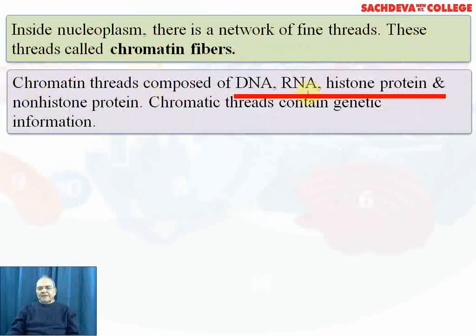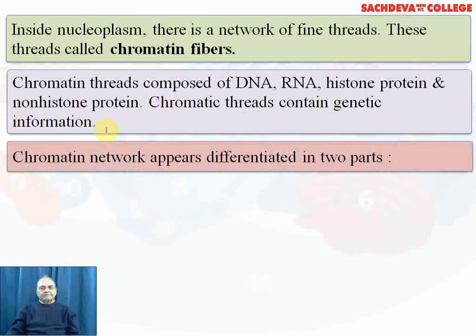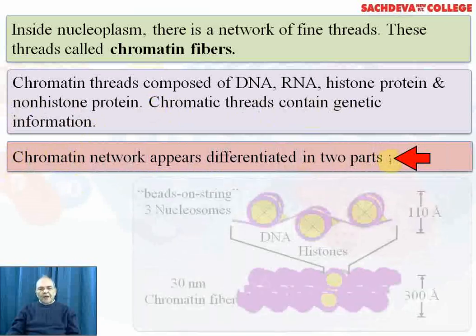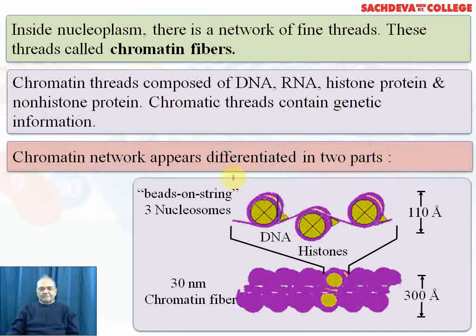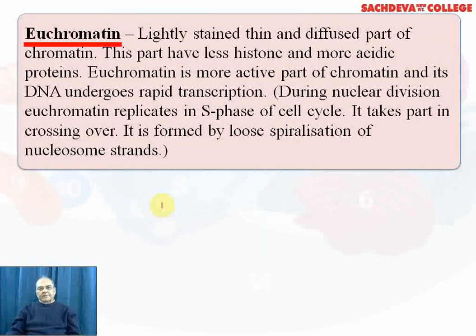Chromatin threads are composed of DNA, RNA, histone protein, and non-histone protein. Chromatin threads contain genetic information, and the chromatin network appears differentiated into two parts. You can see here euchromatin, a light-stained diffused region. This part has less histone and more acidic protein. Euchromatin is the more active part of chromatin, and its DNA undergoes rapid transcription. You can say it is genetically more active.